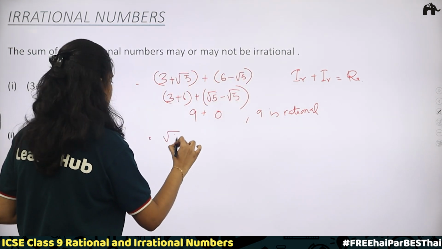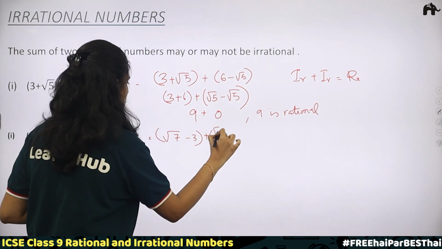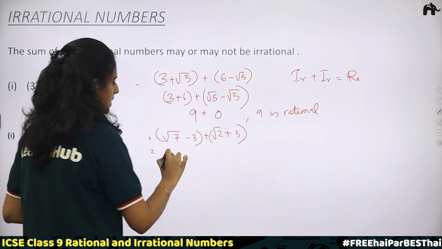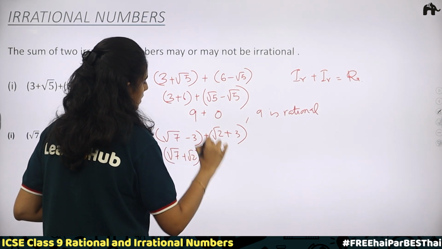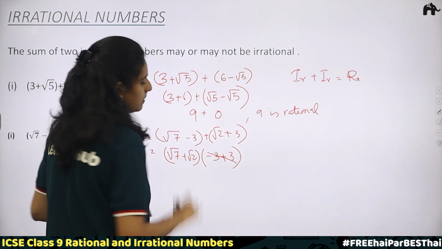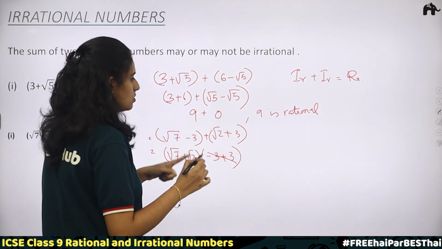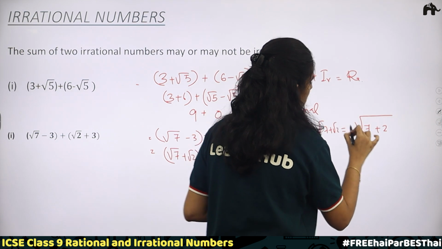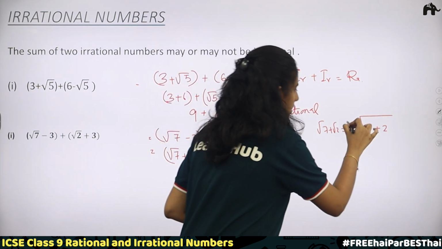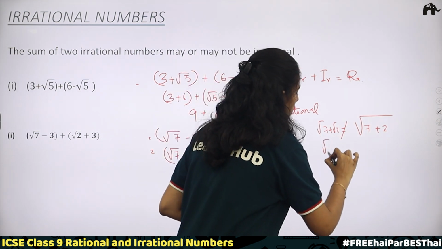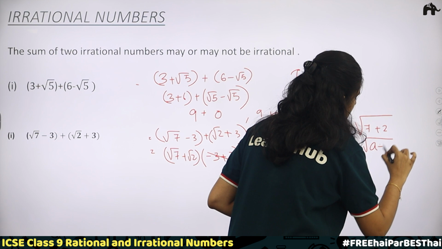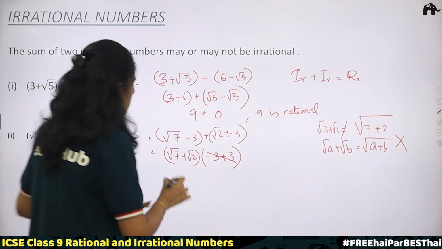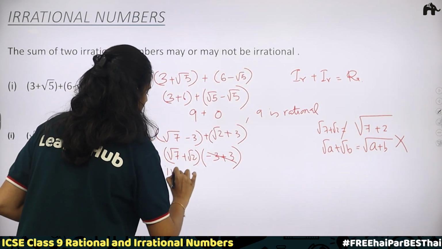Here we have root 7 minus 3 plus root 2 minus root 2 plus 3. What do we get on adding? This becomes root 7 plus root 2 minus 3 plus 3. Minus 3 plus 3 becomes 0, leaving root 7 plus root 2. What is root 7 plus root 2? Can you add it like this, root 7 plus root 2 equal to root of 7 plus 2? Is it possible? No, this is not equal. You cannot say root of A plus root of B is equal to root of A plus B. This is wrong. Root of A plus root of B, you can only write in this form. So you will get root 7 plus root 2, which is an irrational number.